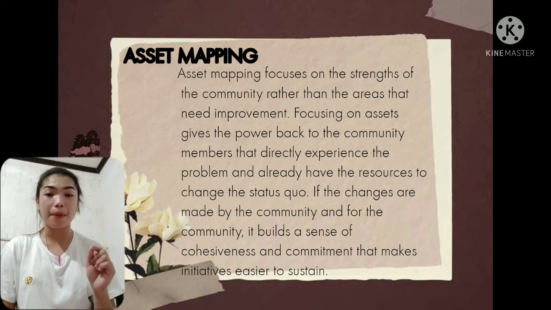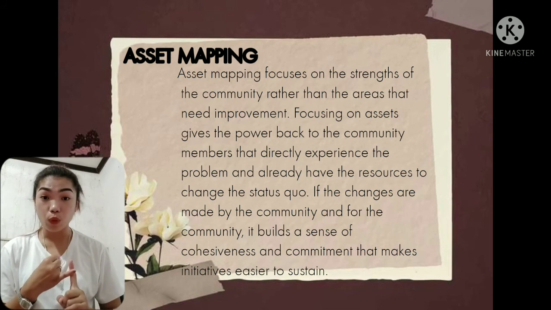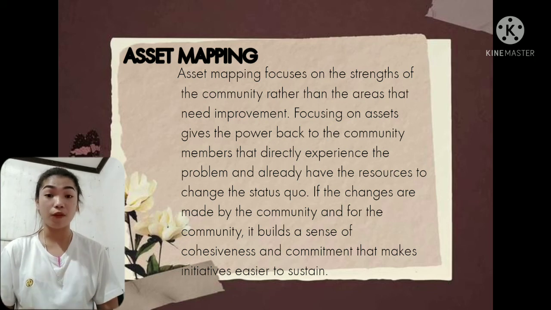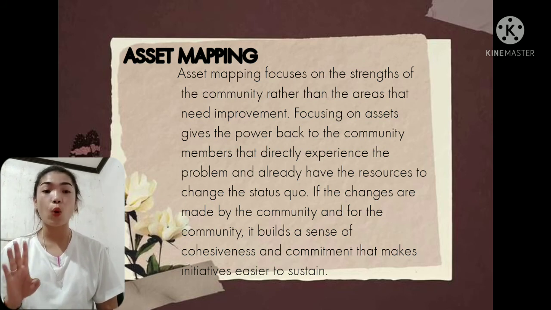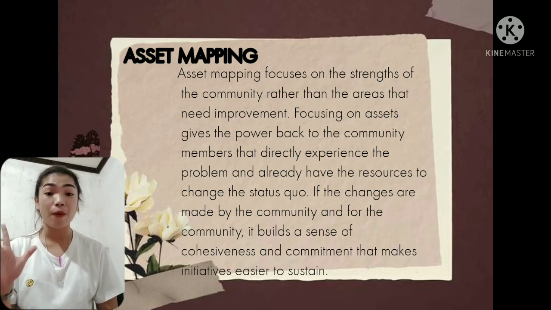First will be interview, focus group, and survey. The second one will be listening sessions and public forums. Third will be direct or participatory observation. Fourth will be existing quantitative data. And fifth will be asset mapping. Asset mapping builds a sense of cohesiveness and commitment that makes initiatives easier to sustain.